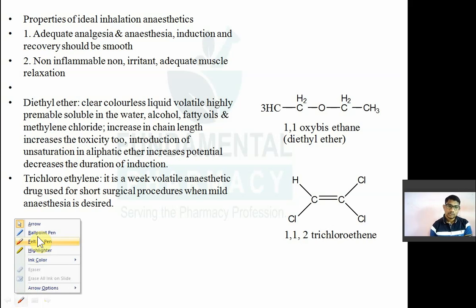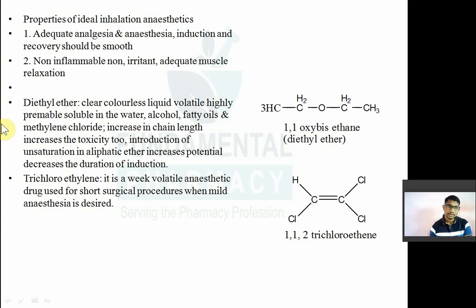So diethyl ether, we are seeing diethyl ether. Again, it is a gas, it is an inhalation anesthetic. It is a clear colorless liquid. It is volatile and highly inflammable. It is soluble in water, alcohol, and fatty oil. It is soluble in methylene chloride also.